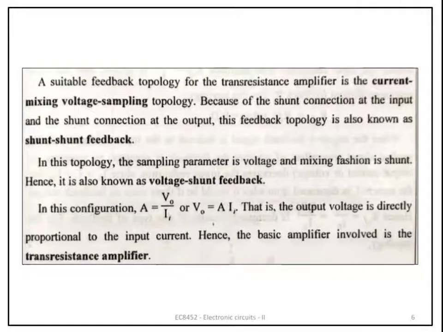In this configuration, gain A is equal to V0 by Ii. That is, the output voltage is directly proportional to the input current. Hence, the basic amplifier involved is the trans-resistance amplifier.